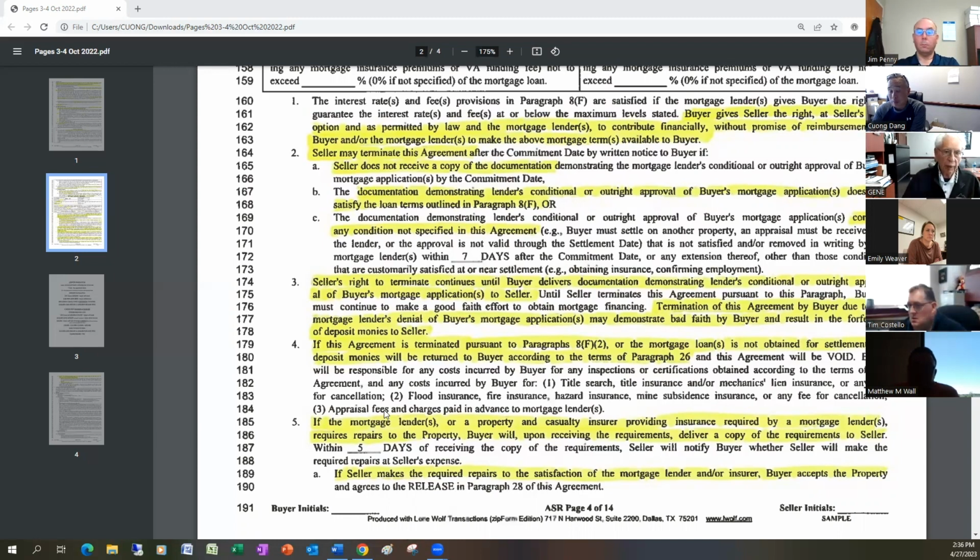Termination of this agreement by buyer due to the mortgage lender's denial of buyer's mortgage application may demonstrate bad faith by buyer and result in the forfeiture of deposit monies to the seller. So right there, it states, if the buyer terminates, that's demonstrating bad faith by the buyer and they may lose their deposit money. That's plain English right there. That's what that's stating. So again, it's not the buyer's right to terminate.